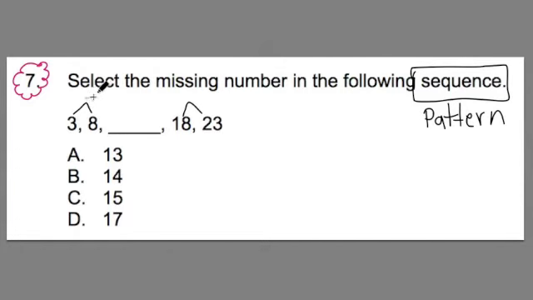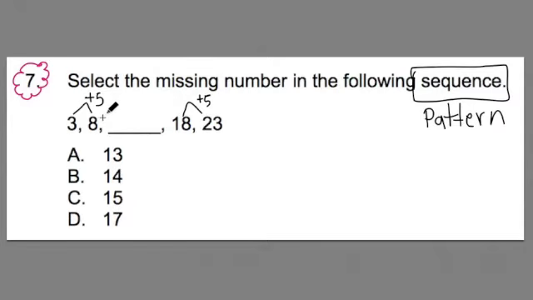Let's say we're just going to add, like add 5. Well, 3 plus 5 equals 8. Now what about here? 18 plus 5 equals 23. Great. I've just found out what is the pattern for moving from one term to the next.